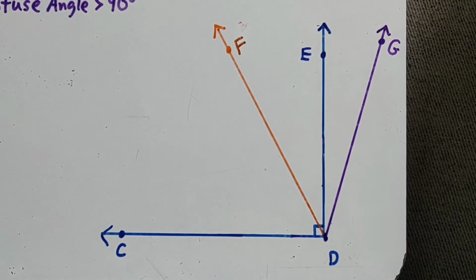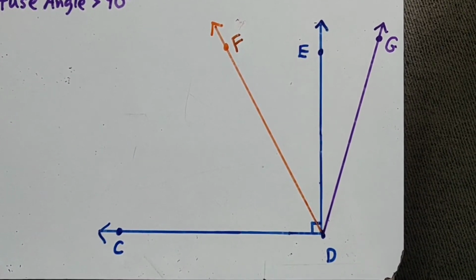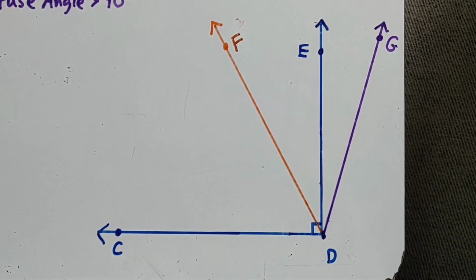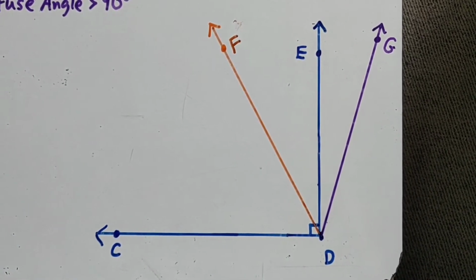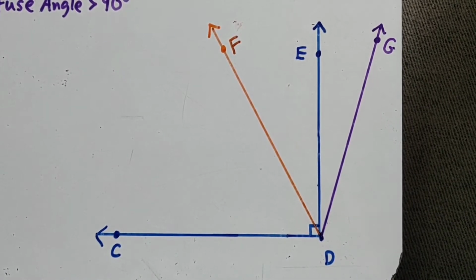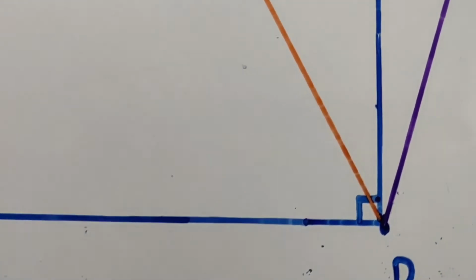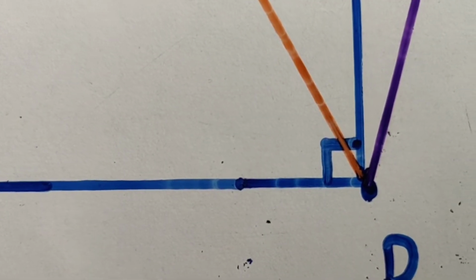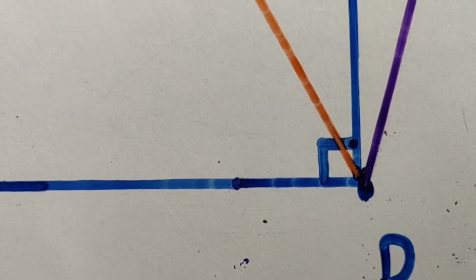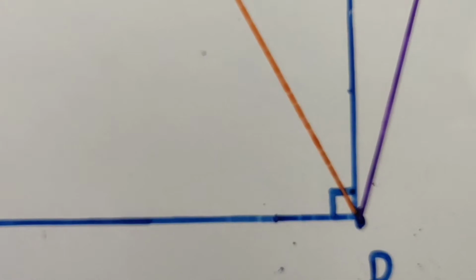Okay, welcome back. So if you said that angle CDE is a right angle, you're correct. And a right angle equals 90 degrees. And also, you can see that angle CDE has that square looking shape at the bottom, which also tells us it's a right angle.